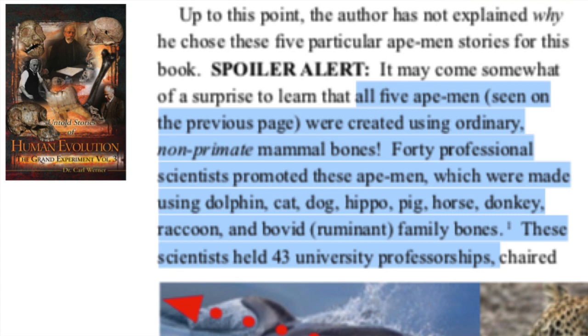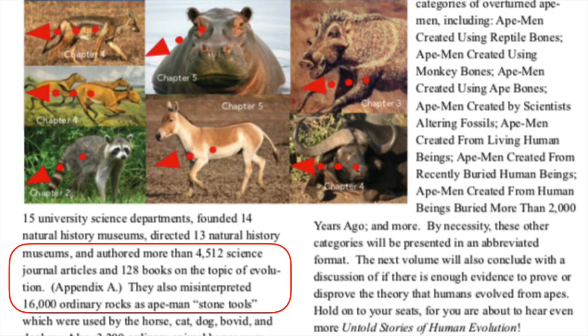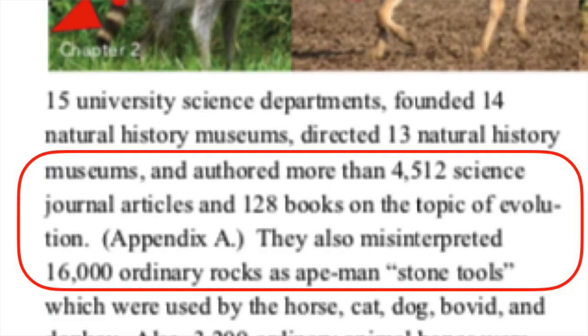And these scientists had 43 university professorships. So these are the experts. And they're putting all these animal bones together and saying they're ape men. They had 4,500 science journal articles published and 128 books on the topic of evolution. So these are the experts. Should we trust the experts? And they also misinterpreted 16,000 ordinary rocks as ape-man stone tools. So this is what we're getting into.